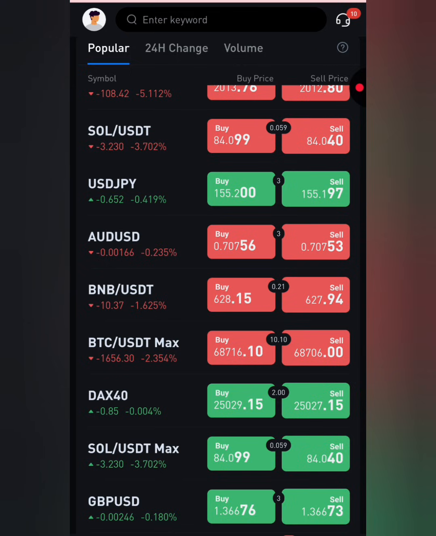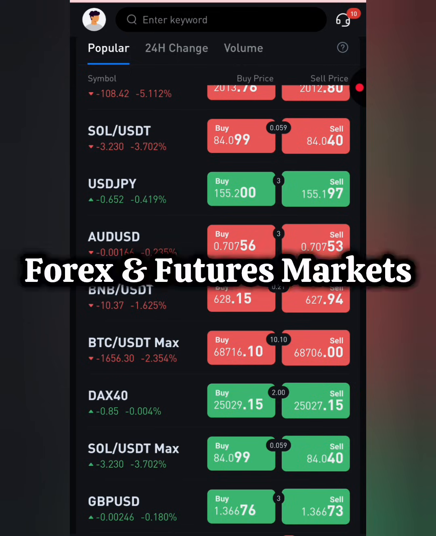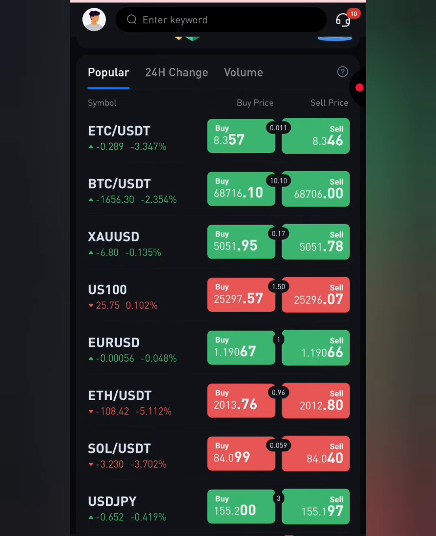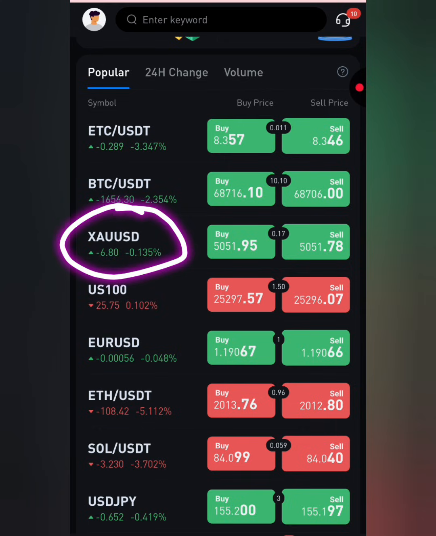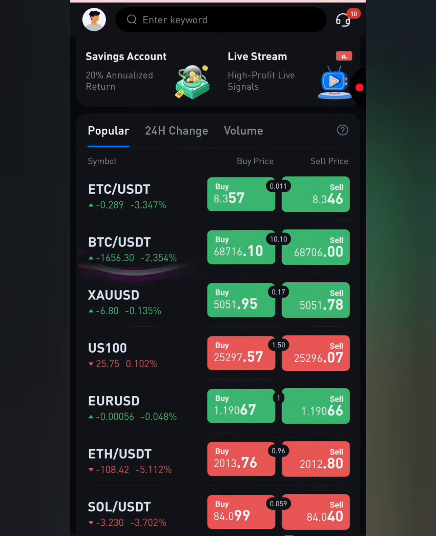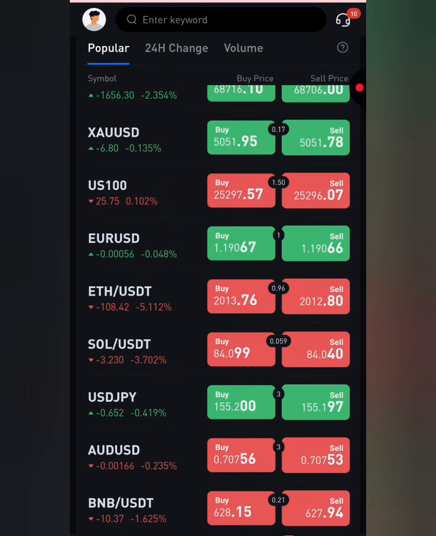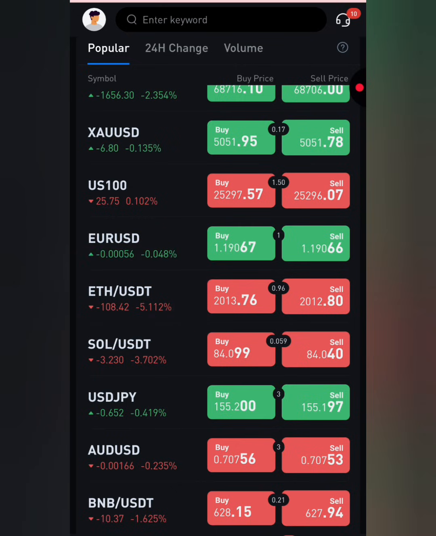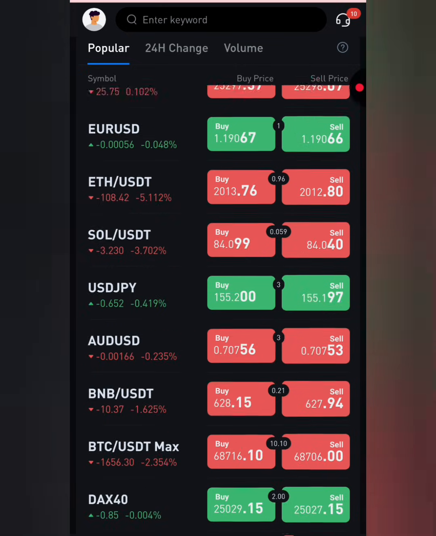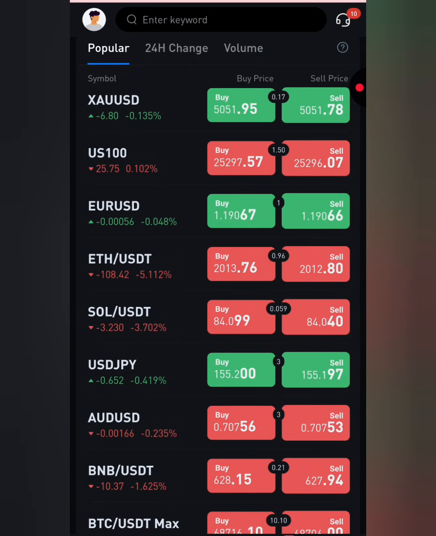Here on the BTC Dana, you get to trade both the Forex and futures markets, okay? We have Forex markets like your Euro USD here. We have the gold market here. And we also have futures markets like your BTC, and the Ethereum/USDT here, okay? The BTC Dana provides you with tools that enable you to trade both markets here, okay?